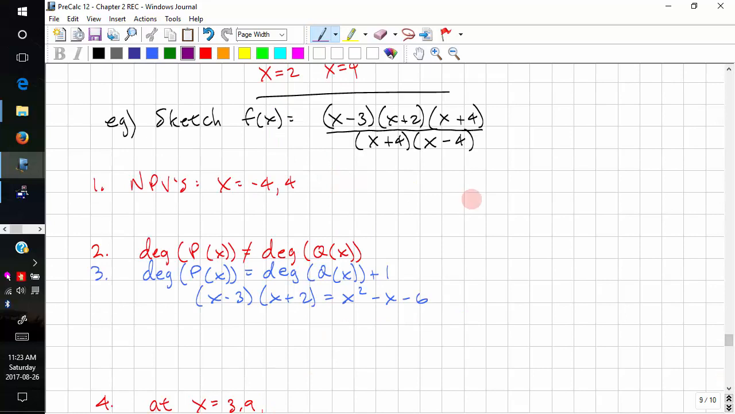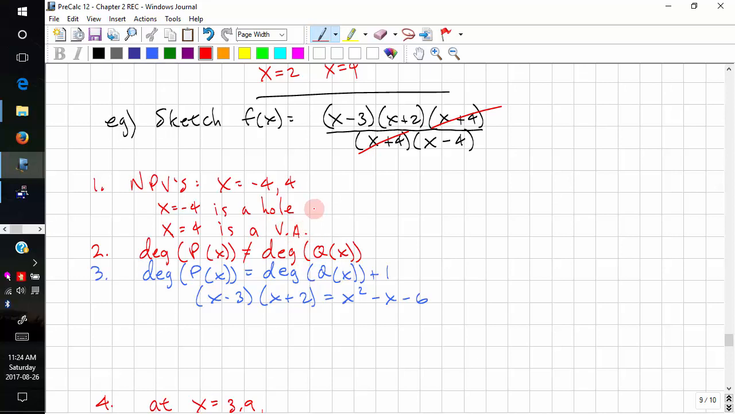Next example. Sketch x minus 3 times x plus 2 times x plus 4 all over x plus 4 times x minus 4. We can go ahead and start canceling. Okay, so we have an NPV of -4 and 4. -4 is going to be a hole because we canceled out a factor. And x equals 4 is a vertical asymptote because there's no common factor.